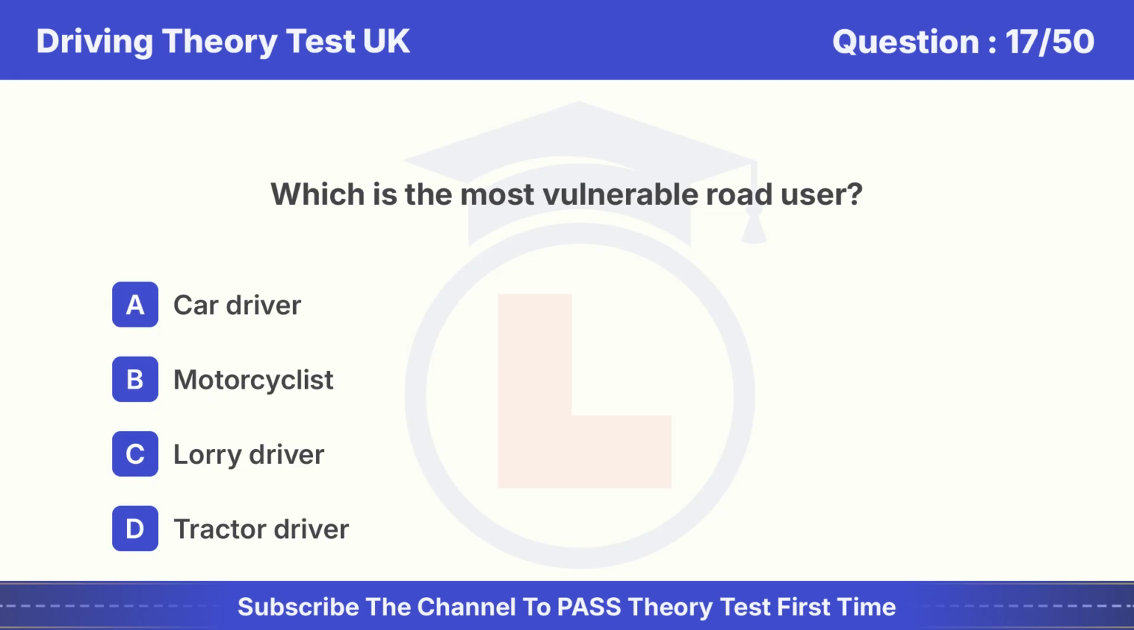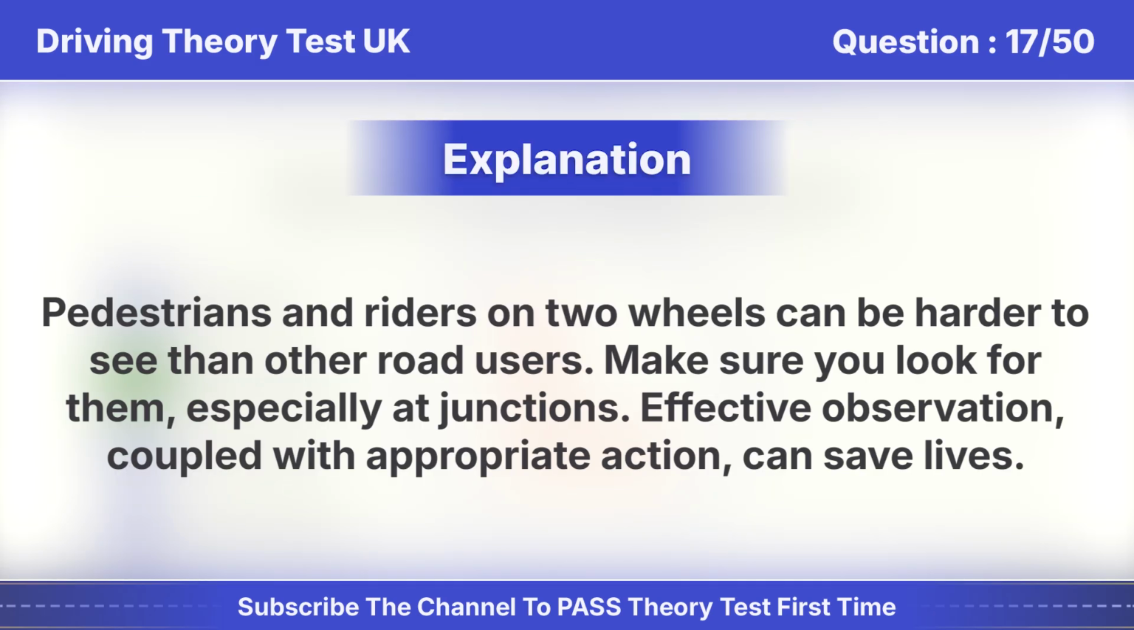Question 17. Which is the most vulnerable road user? Answer is B. Motorcyclist. Pedestrians and riders on two wheels can be harder to see than other road users. Make sure you look for them, especially at junctions. Effective observation, coupled with appropriate action, can save lives.